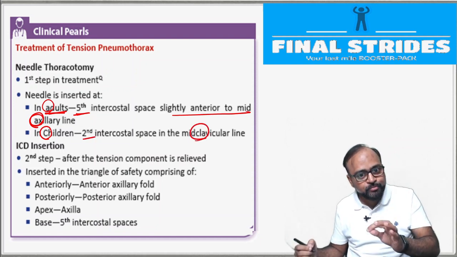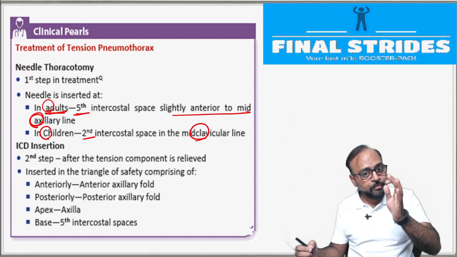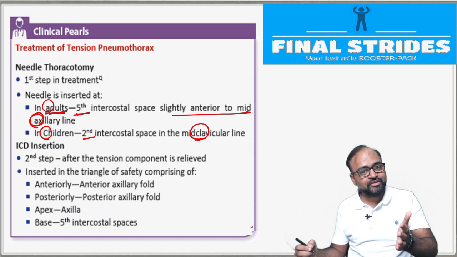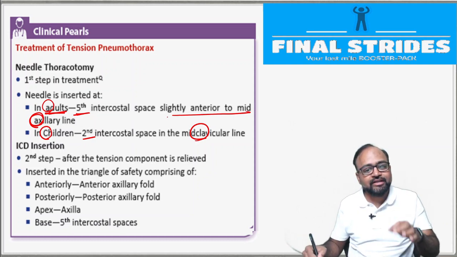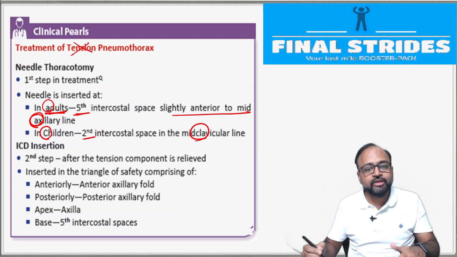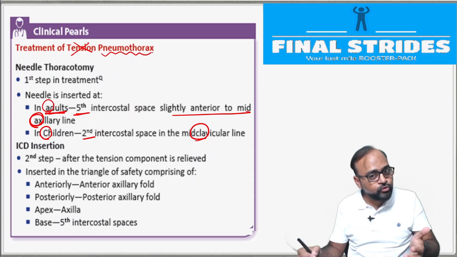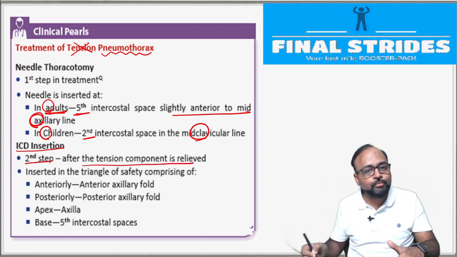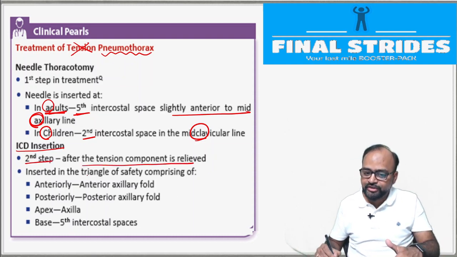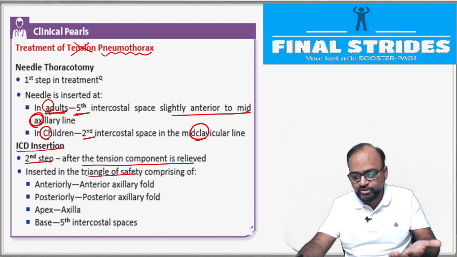By putting a needle in the pleural cavity, you are creating a communication between the pleural cavity and the atmosphere. Remember, intrapleural pressure is at a very high pressure, so air is going to come out until there is equalization of pressures, and that is when the tension component will be relieved. Once the tension component is relieved, what is remaining? Pneumothorax. And what is the treatment for pneumothorax? It is intercostal drain insertion. So it is the second step after the tension component is relieved. It is inserted into the triangle of safety. You know the anatomic landmarks of the triangle of safety. You have studied it in anatomy as well as surgery.